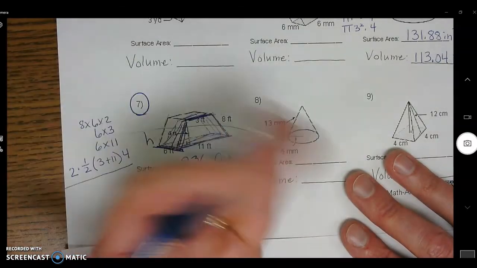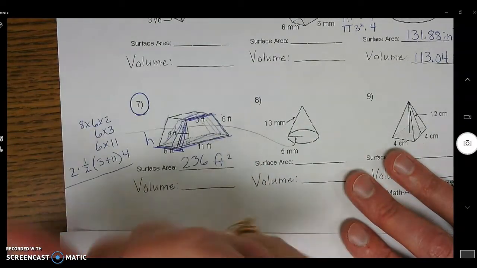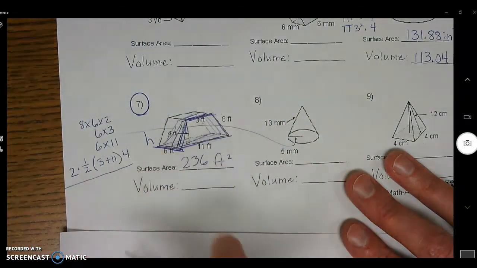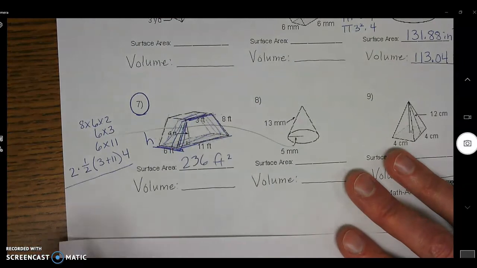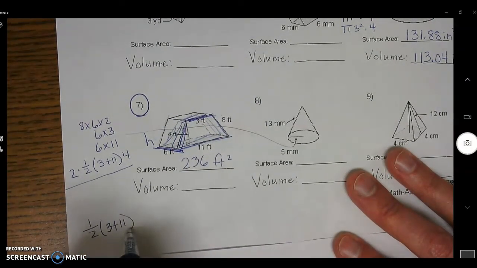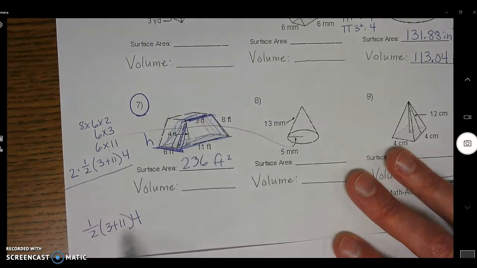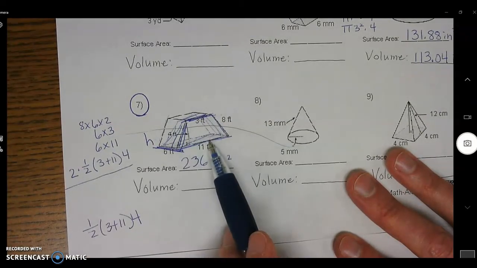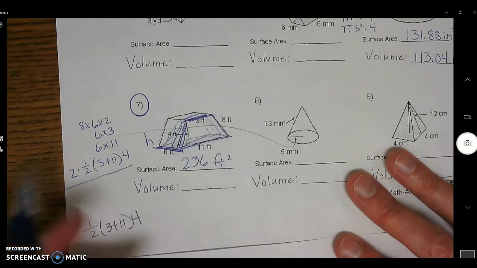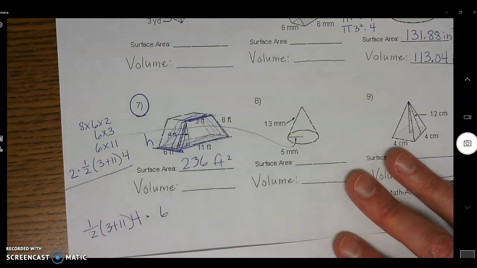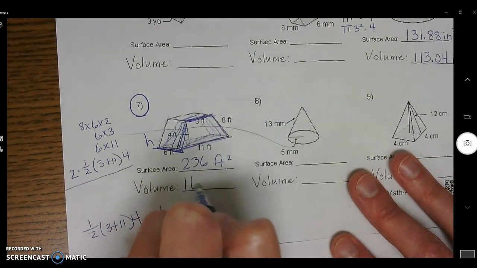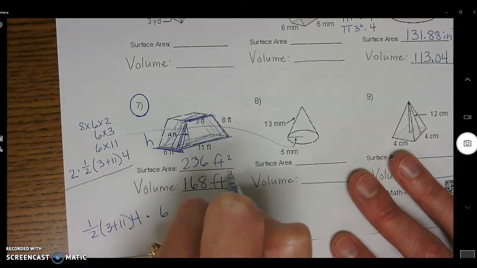So like I said, this guy is standing up. He should be really tipped over. So he's on his side, and he should come back down. So the trapezoid's at the bottom. So I need the area of a trapezoid again, which is 1/2 the addition of base 1 and base 2 times its height, which is 4. And then I need that 6 times. So I have 6 of those. So take that times 6. When I do that, I end up with 168 feet cubed.